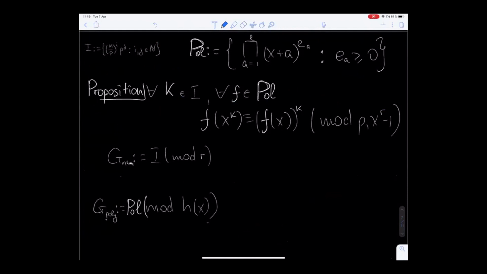So again, a simple check is that for every k from I and for every polynomial f from this set of polynomials, we have this nice property that f of x to the k is f of x, to the k, modulo p and x to the r minus 1. All of that is really just chasing the definition, so it's a very easy check.